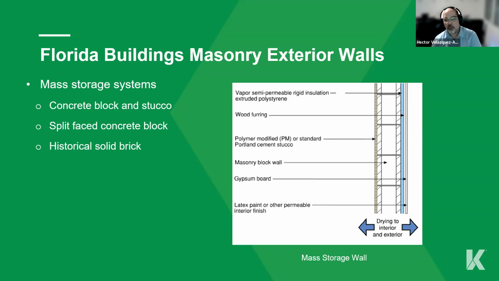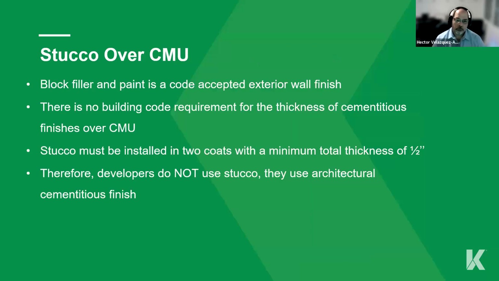Then you get your wood furring, your vapor barrier on the interior part, and your latex, gypsum board and paint on the other side. So stucco over CMU, block fillers, and paint is a code accepted exterior wall finish. It's a wall finish. There is no building code requirement for the thickness of the cementitious finish over CMU. Stucco must be installed in two coats with a minimum thickness of a half inch. Therefore, developers do not call it stucco, they use architectural cementitious finish because they typically don't reach that half inch.